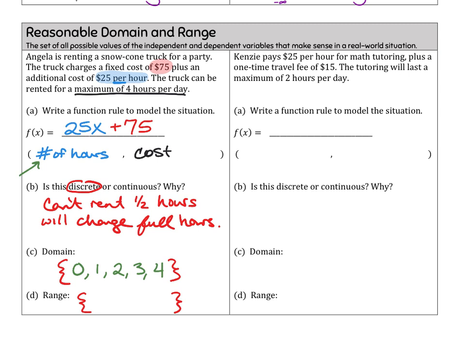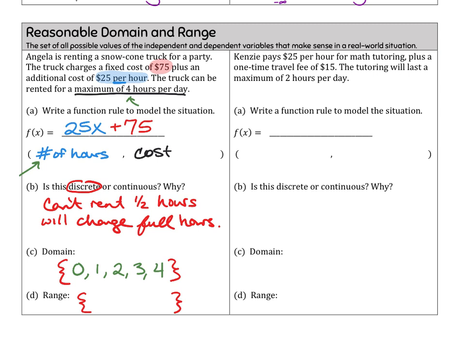Can she rent it for 5 hours? No, we have a domain here that says we can only rent it for a maximum of 4 hours per day. That's its domain from 0 to 4, using only the whole numbers 0, 1, 2, 3, and 4.